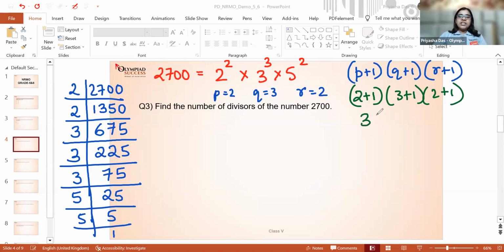2 plus 1, 3. 3 plus 1, 4. 2 plus 1, 3. Just multiply these numbers, guys, and get the answer. Om Pranal has given me the answer. Advik has typed it so nicely. Okay, done then. So 3 into 3 is 9 and 9 into 4 is 36. So the answer is 36.